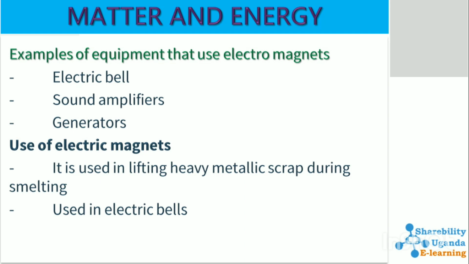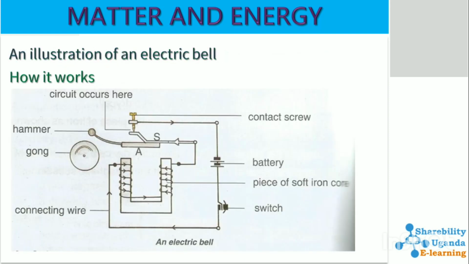Uses of electromagnets. They are used in lifting heavy metallic scrap during smelting, like we defined, and also used in electric bells, among others. This is an illustration of how an electric bell works. You can see contacts, the contact screw, part S, then there is part A, then we can see a gong and a hammer, the connecting wires, the switch, the battery, and the piece of iron core.